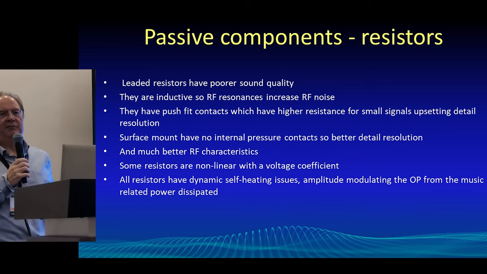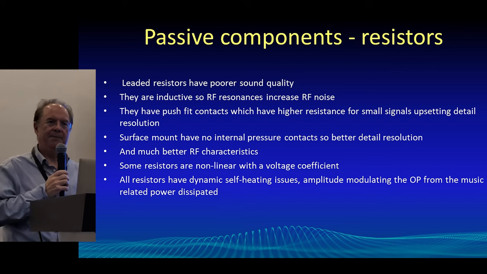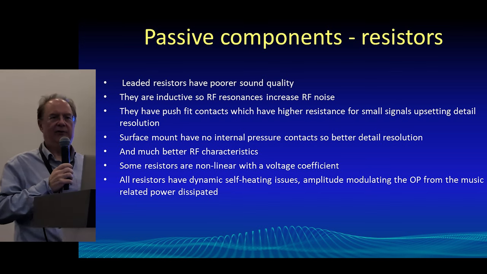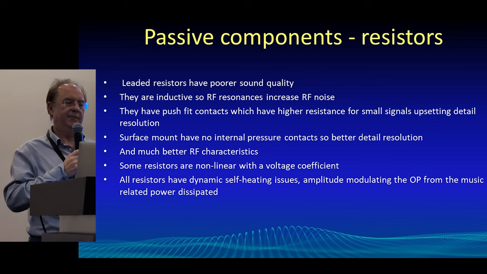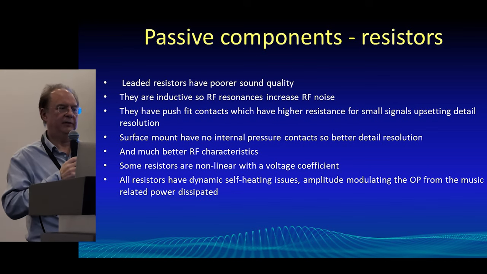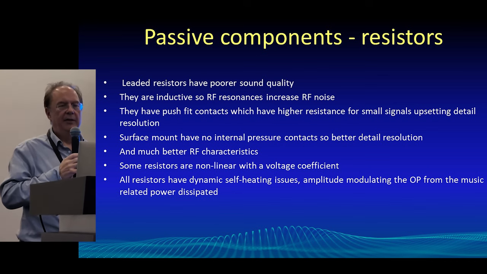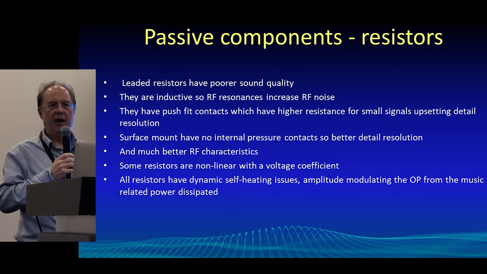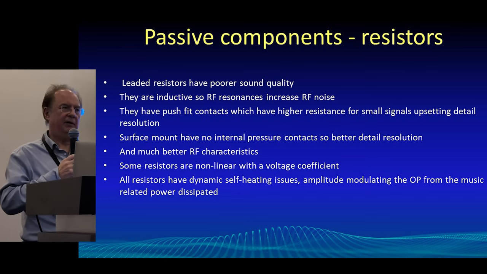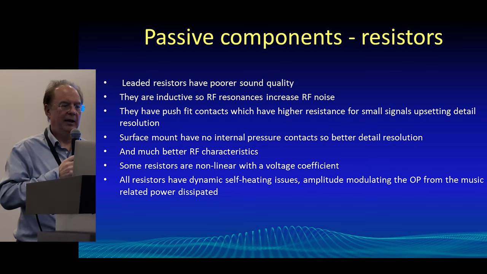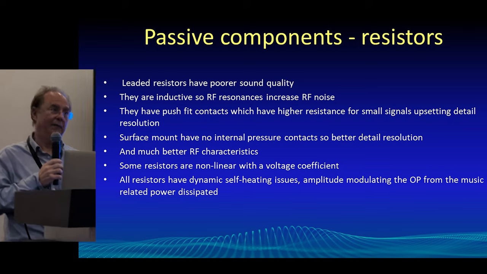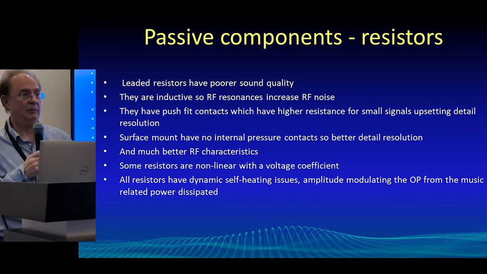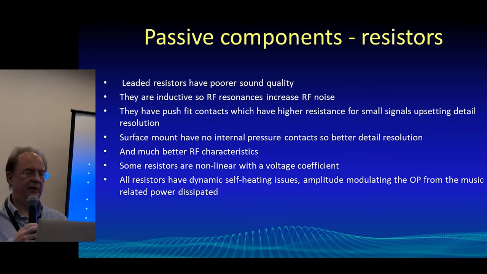Surface mount resistors are much, much better. They don't have internal contacts. The contact body is plated directly onto the surface itself. The inductance is very, very low, much, much lower, and the capacitance is much lower. And you can use very, very small devices. So surface mount resistors, with everything else being equal, sound better than leaded resistors because of these issues that I've talked about.